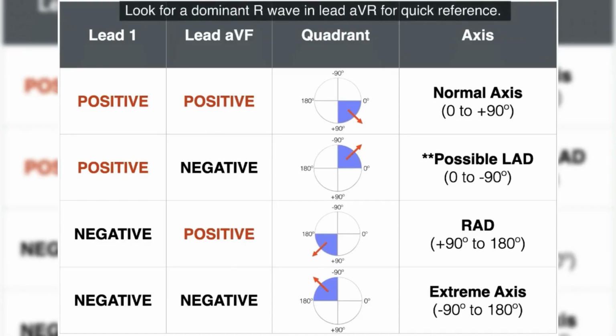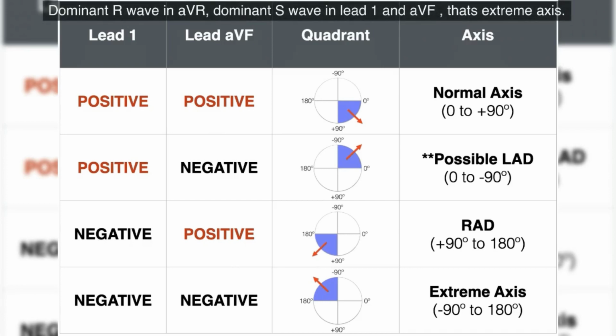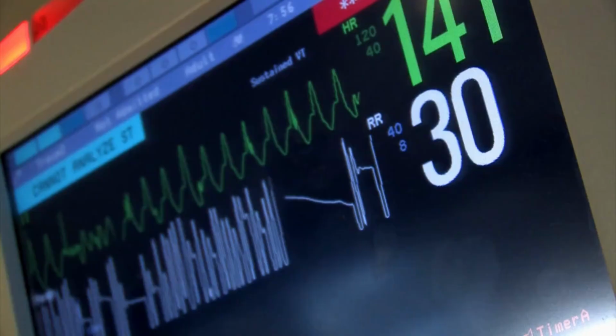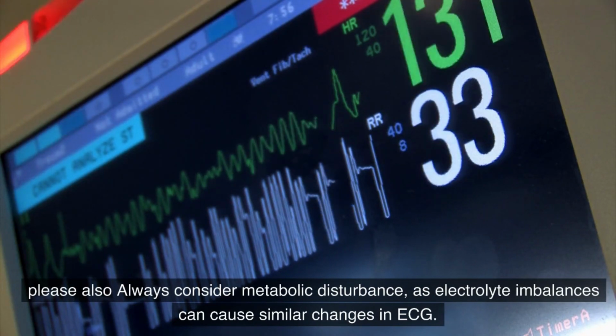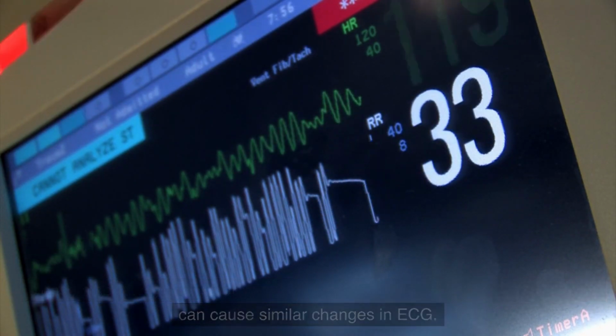Look for a dominant R wave in lead aVR for quick reference. Dominant R wave in aVR, dominant S wave in leads I and aVF, that's extreme axis. Please also always consider metabolic disturbance, as electrolyte imbalances can cause similar changes in ECG.